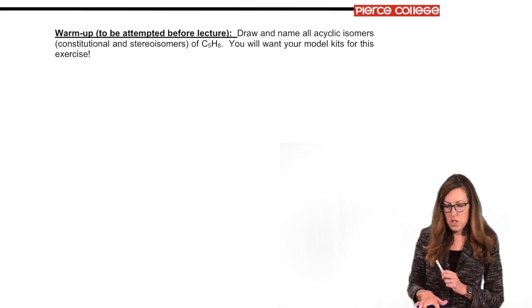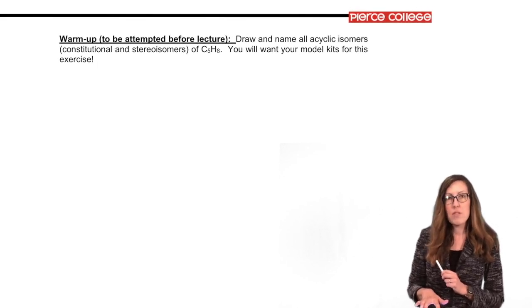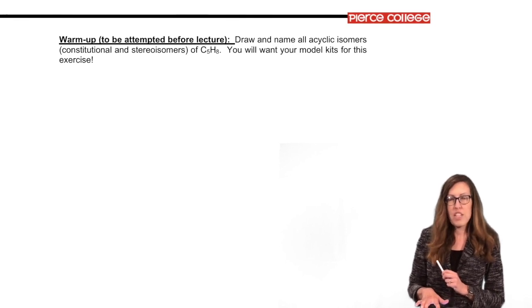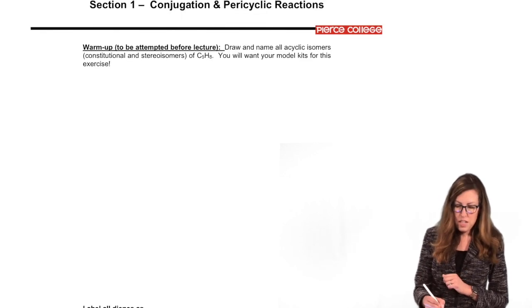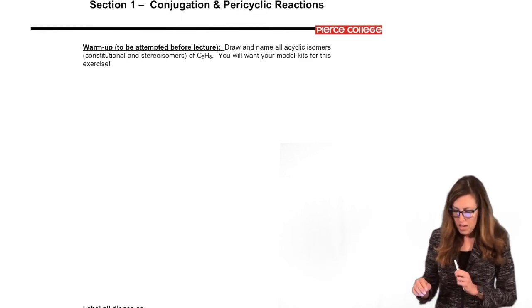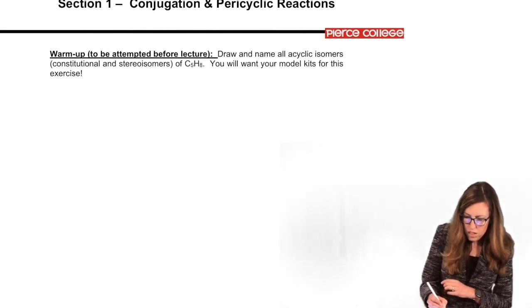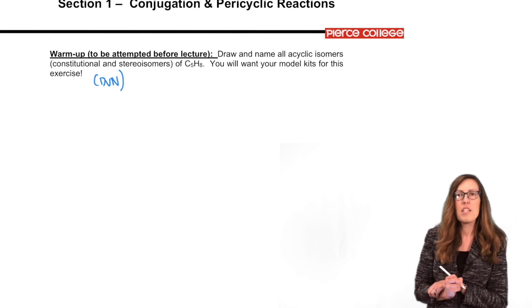So you're going to draw and name all acyclic isomers. Don't forget stereoisomers, so constitutional and stereo, of C5H8. Just as a hint, it might help to do the DUN, just because that would give you a much faster idea of how many pi bonds are in there. I'll write that as a hint there so you remember. And since it's acyclic, don't consider rings.